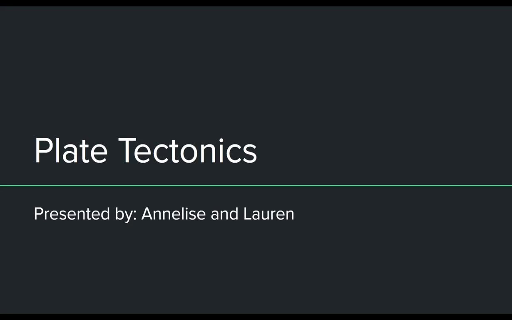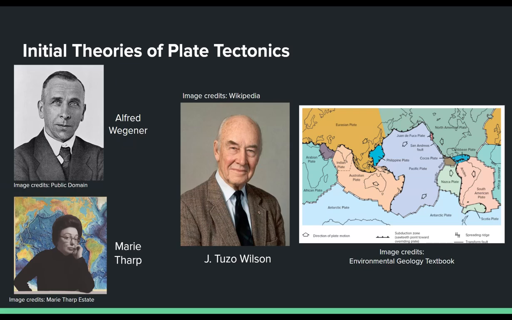We're going to be talking about plate tectonics today. Plate tectonic theory began with Alfred Wegener's theory of continental drift, or the idea that continents move over time, and Marie Tharp's theory of seafloor spreading, which stated that oceans are spreading apart. J. Tuzo Wilson compiled these theories into plate tectonic theory, which says that faults are the boundaries of rigid plates, and that the Earth's entire crust consists of these rigid tectonic plates.